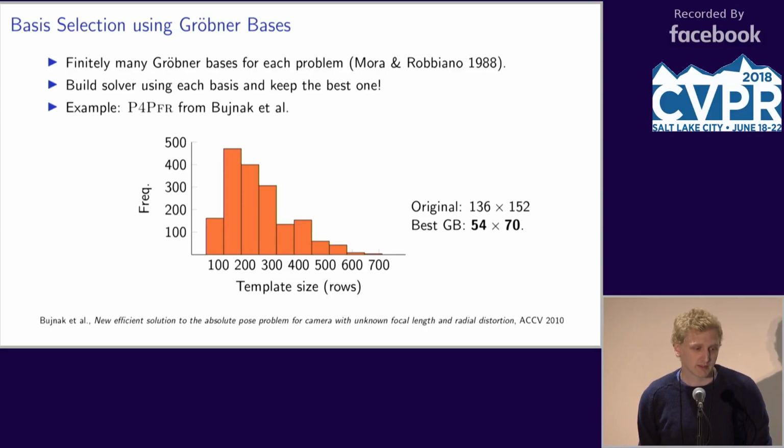The graph shows an example for the P4PFR problem, where we have built a solver using each possible Gröbner basis. For this problem, the best Gröbner basis solver was more than twice as small as the original Grevlex solver from the paper.